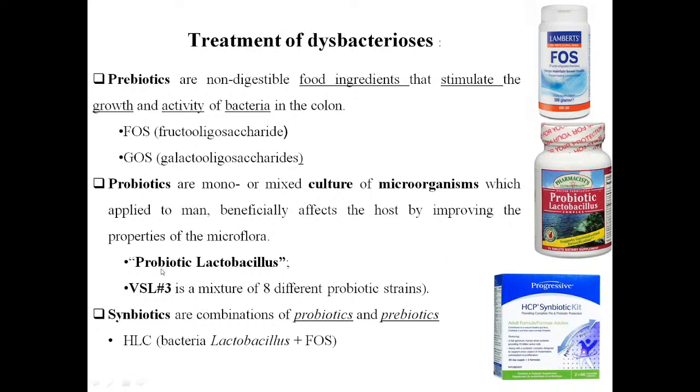For example, these drugs are probiotic lactobacillus, like this one, look here. So it consists of lactobacillus bacteria in tableted form or in solid form, like powder, or in liquid form. And VSL number 3 is a mixture of 8 different probiotic strains of bacteria. Once more, prebiotics are food ingredients, probiotics are bacteria, cultured bacteria. And synbiotics is a combination of probiotics and prebiotics, like HLS or HCP, like here. It is lactobacillus bacteria in combination with fructooligosaccharide. Sure, synbiotics are the most effective.